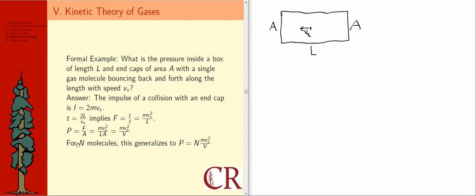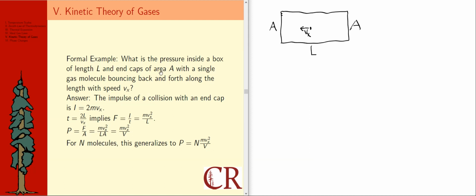And then since pressure is force divided by area, that simplifies to mvx squared over L times A. This L, of course, came from the L in the force expression, and I combined it with the area in the denominator from the definition of pressure. What's cool about that is that length times area really is the volume of this box. So that's what happened in this step: L times A is equal to volume.